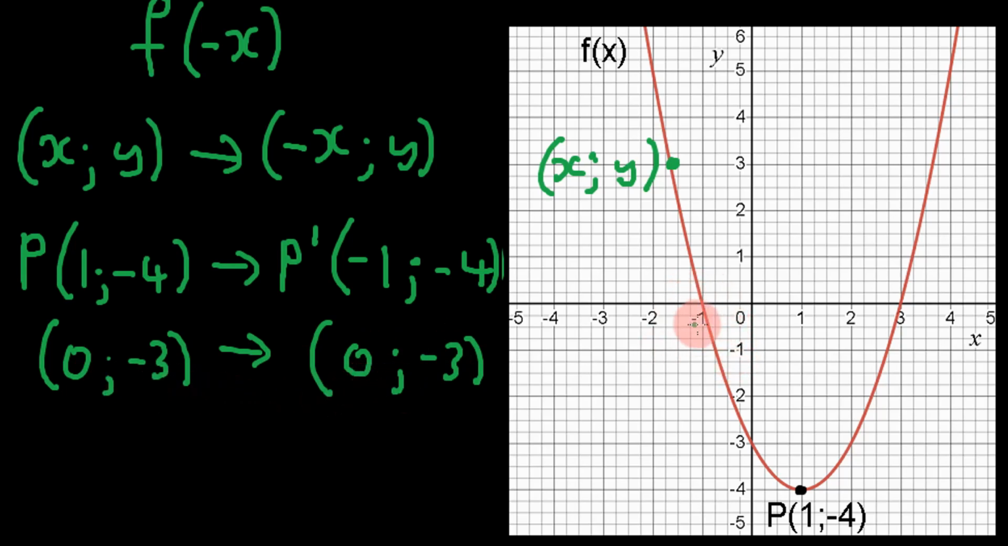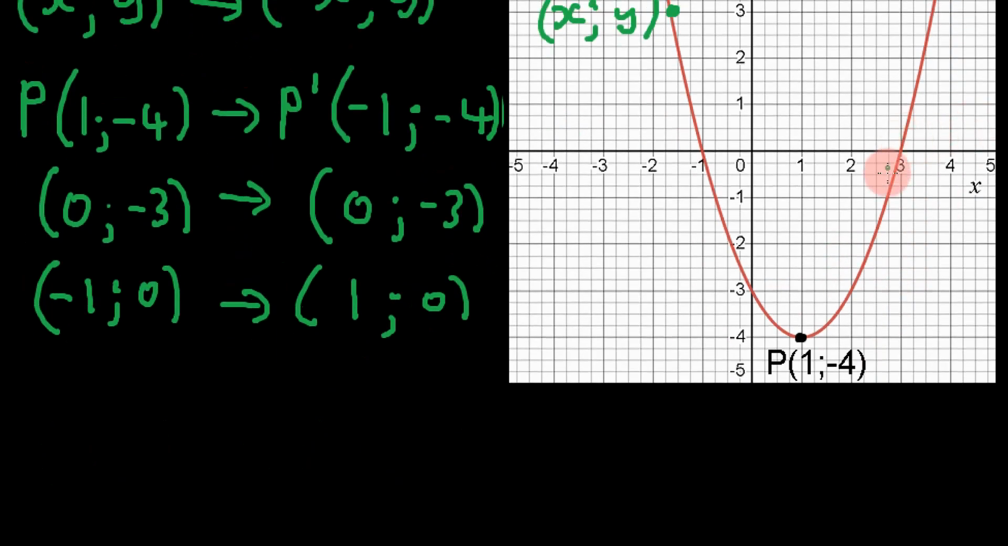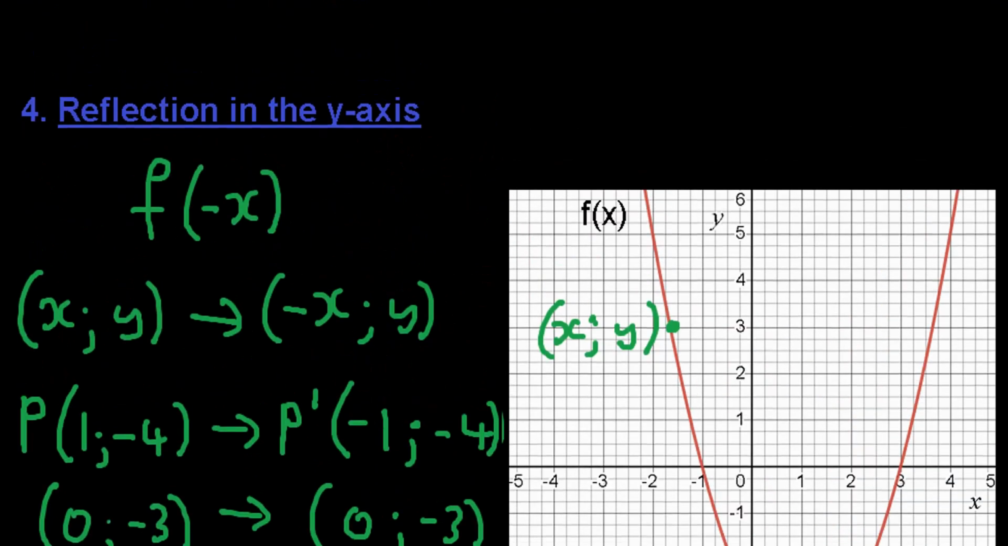Let's take the x-intercept here of -1, 0. This will be mapped to +1, 0. Then the point 3, 0, this intercept here, 3, 0, will be mapped to -3, 0. Now we can use these points to draw the graph of f of -x.